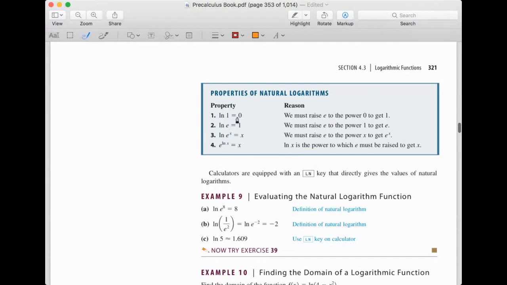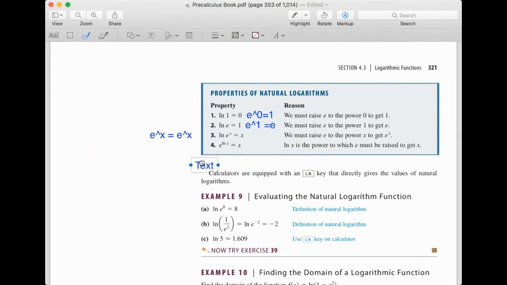So ln 1 equals 0 because e to the 0 equals 1. Let's just read a couple of them. e to the 0 equals 1. And the second one is true because e raised to 1 equals e. And this third one, we can write as exponential form, e to the x equals e to the x, right?